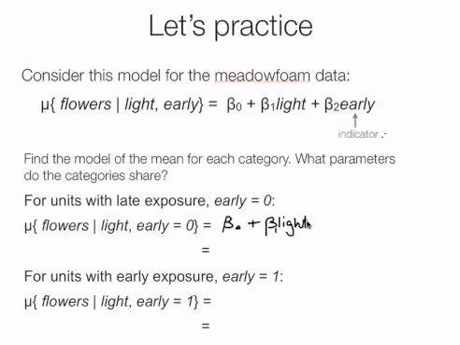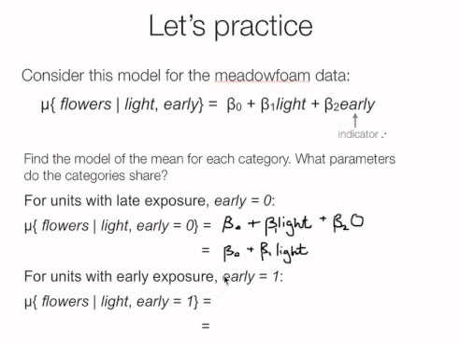It's beta 1 plus beta 2 times the early indicator variable. In this case, because the units got the late light treatment, that variable takes the value 0. And then we simplify this. So beta 2 times 0 is going to be 0, and that term will disappear. So we end up with beta 0 plus beta 1 times the light intensity. So for units that get this late light exposure, the model for the mean number of flowers is a straight line function of that light intensity. And that straight line has intercept beta 0 and it has slope beta 1.